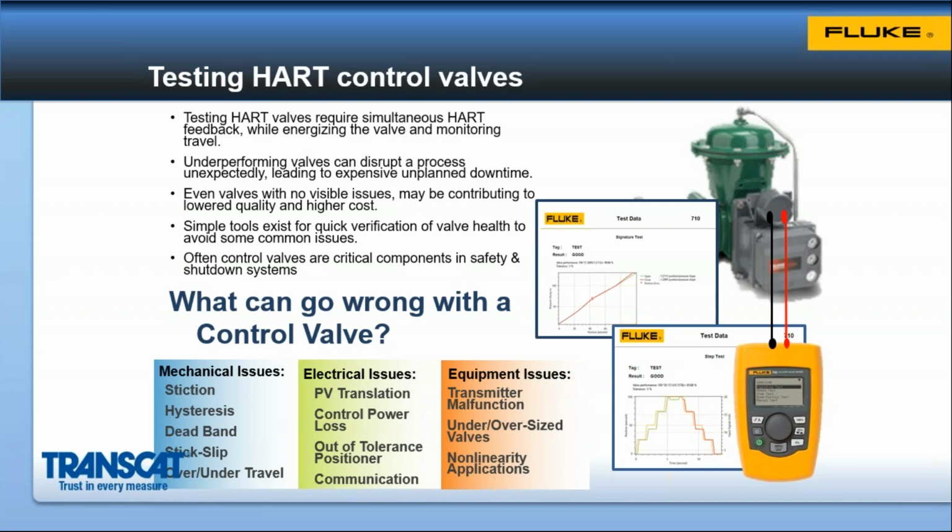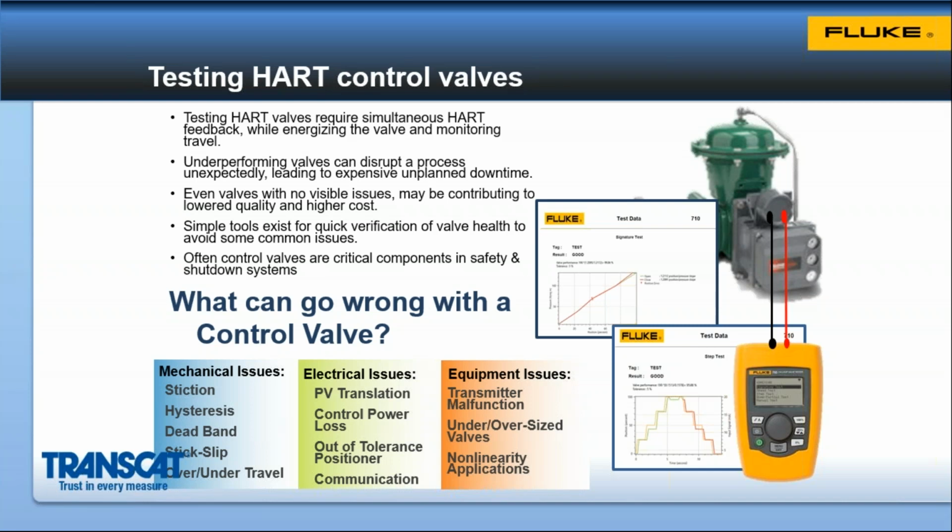Another method for testing control valves requires simultaneous HART feedback while energizing the valve with a 4 to 20 milliamp signal and monitoring the travel. Underperforming valves can be a common culprit in disrupting a process and can lead to unplanned downtime. Valves with no visual issues may stick at particular points. It may be difficult to determine if there's erratic operation without running the valve through its particular stroke in operation.